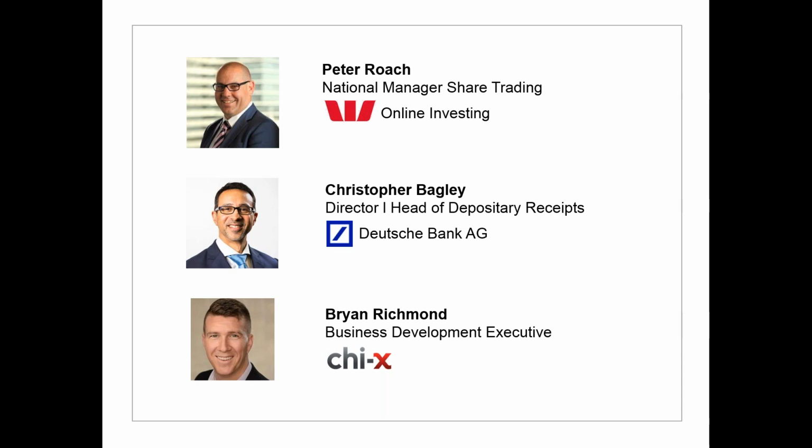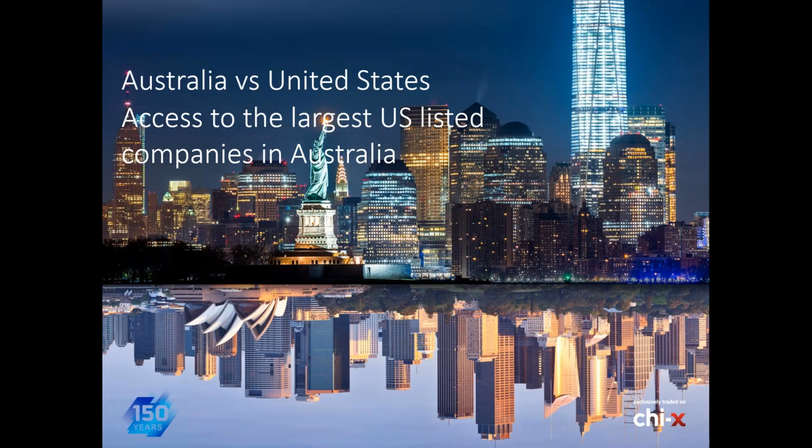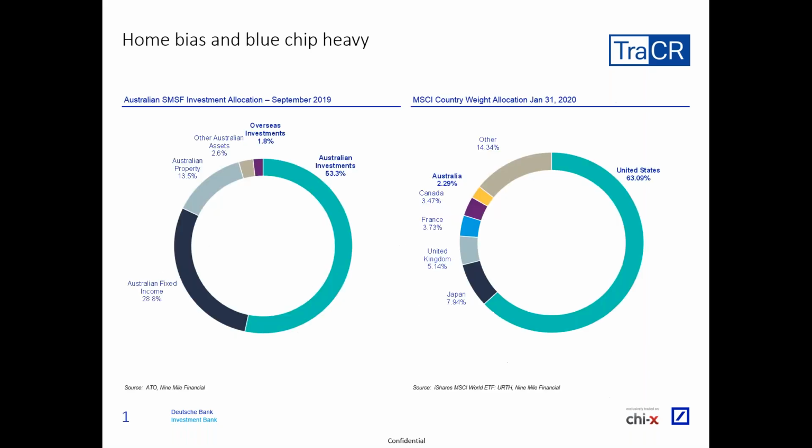As Peter mentioned, we're going to talk about traces, which is a depository receipt traded here in Australia, providing us access to the biggest companies in the world like Apple and Microsoft and McDonald's, to name a few. But first I'd like to set the scene in terms of why we should consider investing in international equities, why investing in single stocks is an important part of portfolio diversification, the challenges of investing internationally, and the convenient, cost-effective solution that traces presents to Aussie investors.